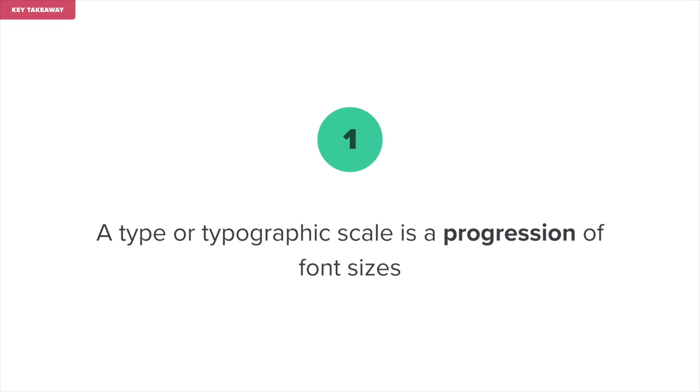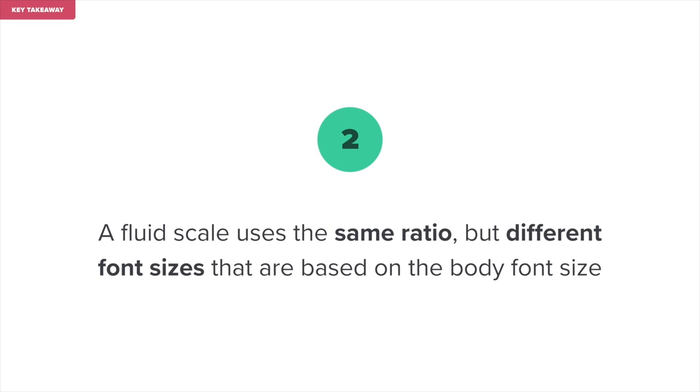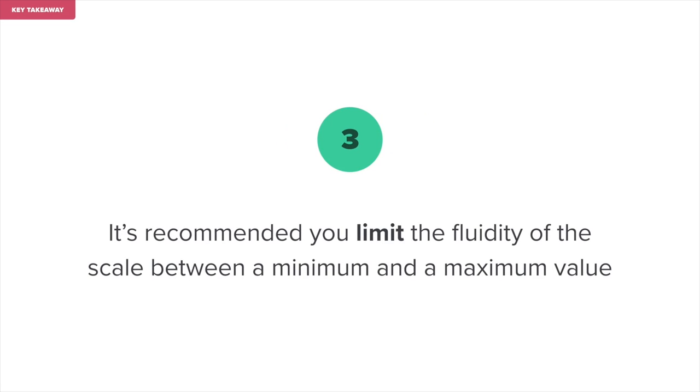All right, time for some key takeaways. A type or typographic scale is a progression of font sizes. A fluid scale uses the same ratio but different font sizes that are based on the body font size. It's recommended you limit the fluidity of the scale between a minimum and a maximum value. All right, and that's about it for creating fluid type scales for responsive websites.